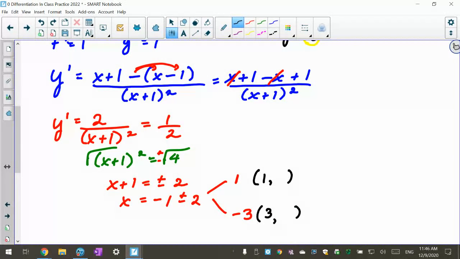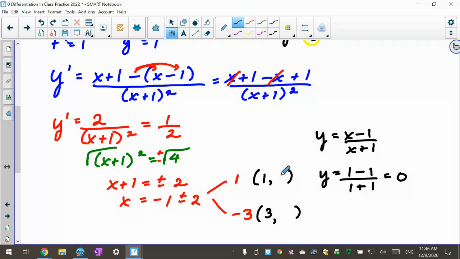Since those points are actually on my graph, I have to plug them back into my original. My original is y equals x minus 1 over x plus 1. It's above there, you can't see. So the first time I'm going to plug the 1 in. So y equals 1 minus 1 over 1 plus 1, that's 0 over 2, or 0. So the first point is 1, 0.